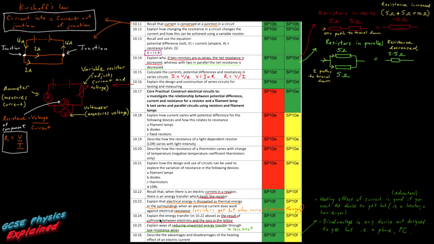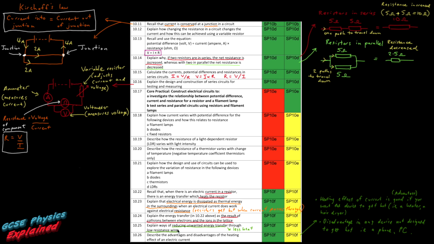10.24. Explain the energy transfer in 10.22 above as the result of collisions between electrons and the ions in the lattice. So, the reason why resistors get hot is that as the current, the little electrons, are flowing through the metal, there are collisions between the electrons and the copper ions, perhaps, that make up the wire. And all of those little collisions cause a little bit of friction, and friction causes heat. So you'll get anything up to 3 marks for saying that.